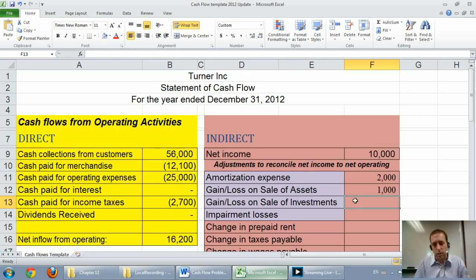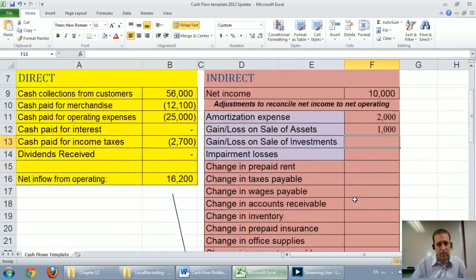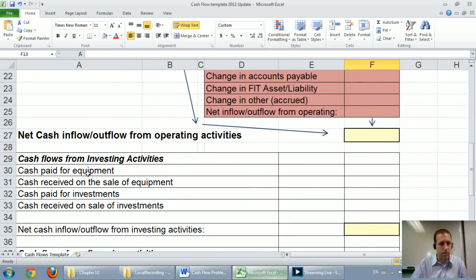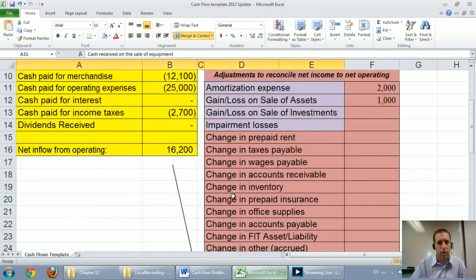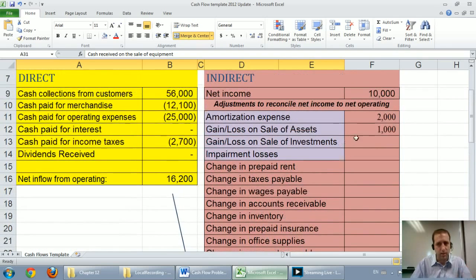The reason we do this now is because any sales of assets or investments are tracked not in the operating section. They should be tracked in the investing section. So in investing, when we sell equipment, we're going to have a line here about cash received on the sale of equipment. So anything to do with the sale of assets doesn't belong in the operating section. So that's why we back it out. This company didn't have any investments or impairment losses, so nothing to worry about there.